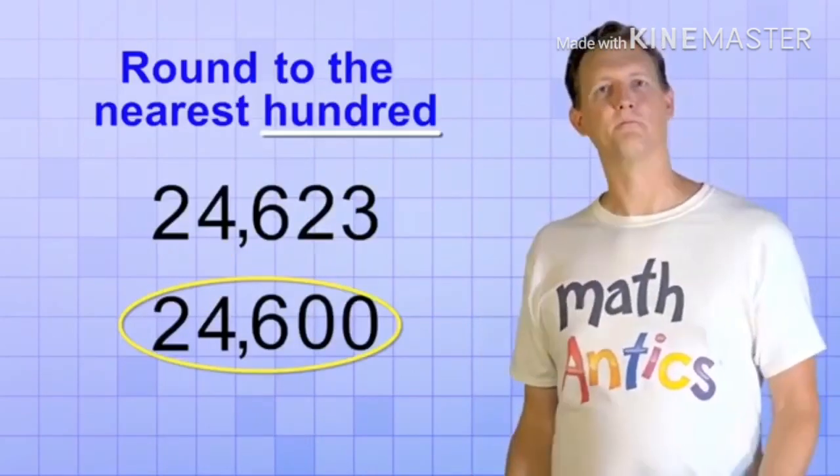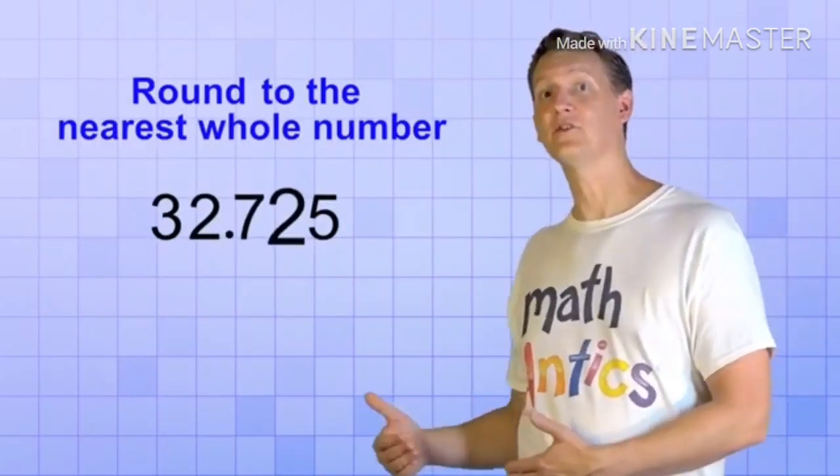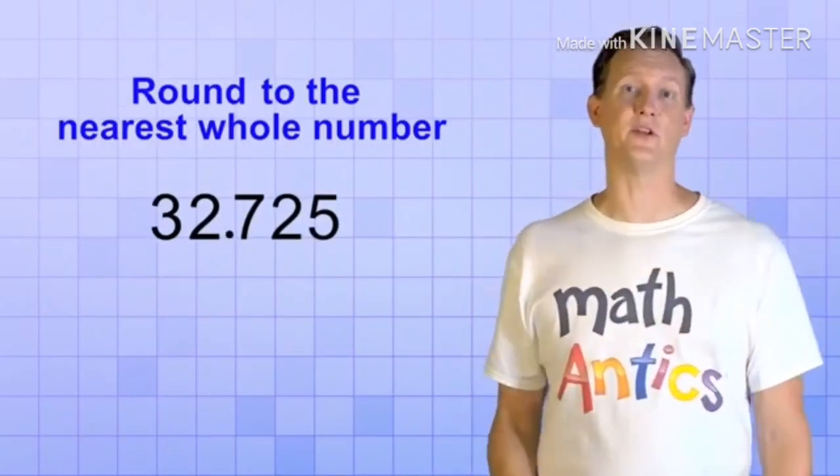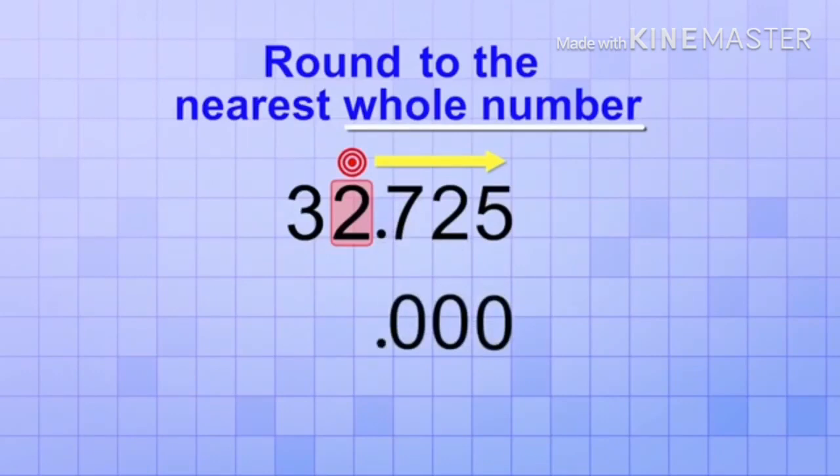Let's try another problem. This one has some decimal digits, 32.725, and we're asked to round it to the nearest whole number. That means our target digit is in the ones place. We need to round it to the nearest one. So any digits to the right of the ones place will just be replaced with zeros in the rounded version.